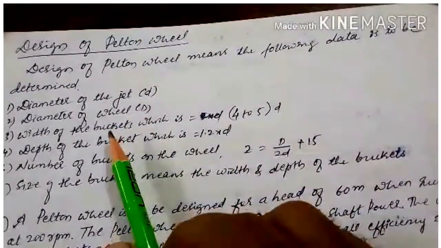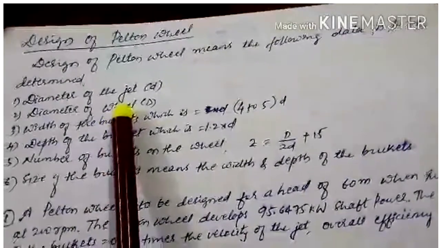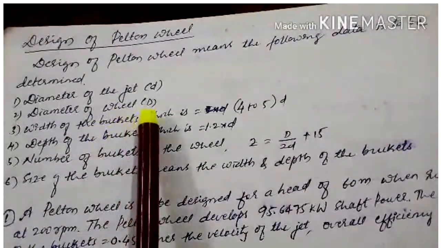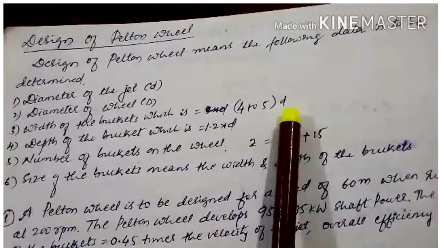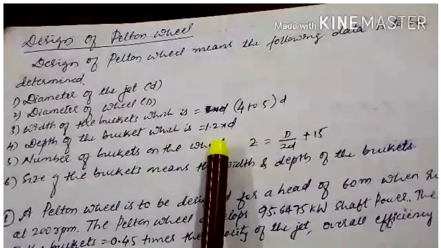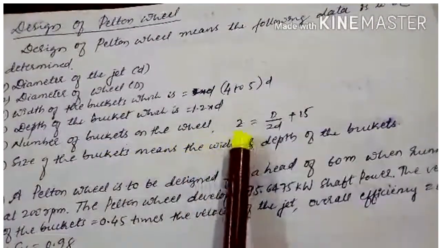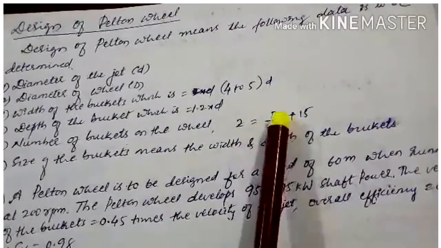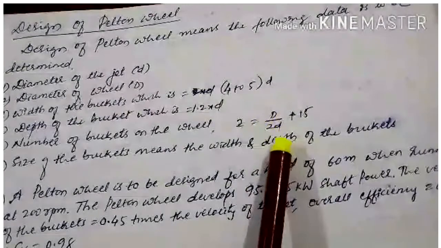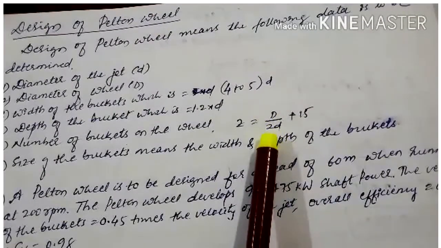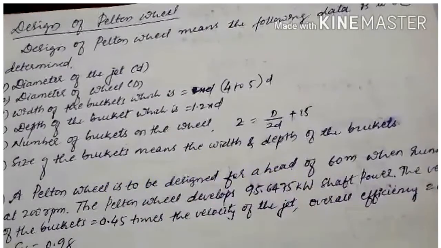As we discussed in previous lectures, the design of a Pelton wheel means the following data is to be determined. You have to determine the diameter of the jet, then the diameter of the wheel, capital D, then the width of the buckets, which is given by 4 to 5 times the diameter of the jet, the depth of the bucket, which is given by 1.2 times the diameter of the jet, then the number of buckets on a wheel, given as Z equal to D divided by 2 into d, this ratio D by d is nothing but the jet ratio, plus 15. Then the size of the bucket means the width and depth of the buckets are to be calculated.